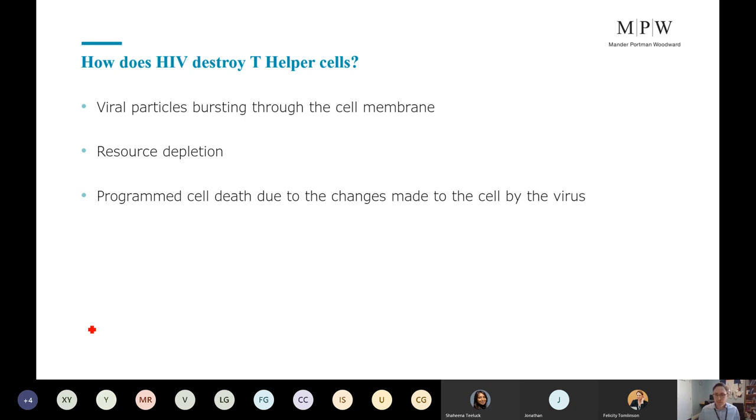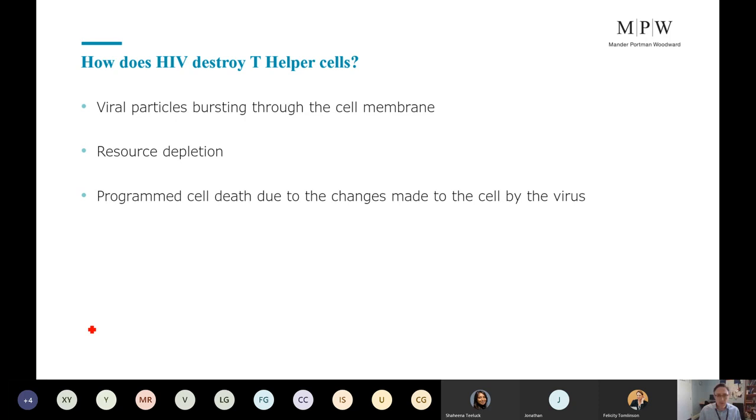Now, we can tolerate a certain amount of cell destruction in our bodies, but once we get past a certain point, we start to have detrimental effects. So with T helper cells, once the number of T helper cells in your body dips below a certain level, that's when you start to get the immunodeficiency that we've talked about. So what we've got there is specifically how HIV works, but most of those features are in common with most of the viruses and especially COVID-19.